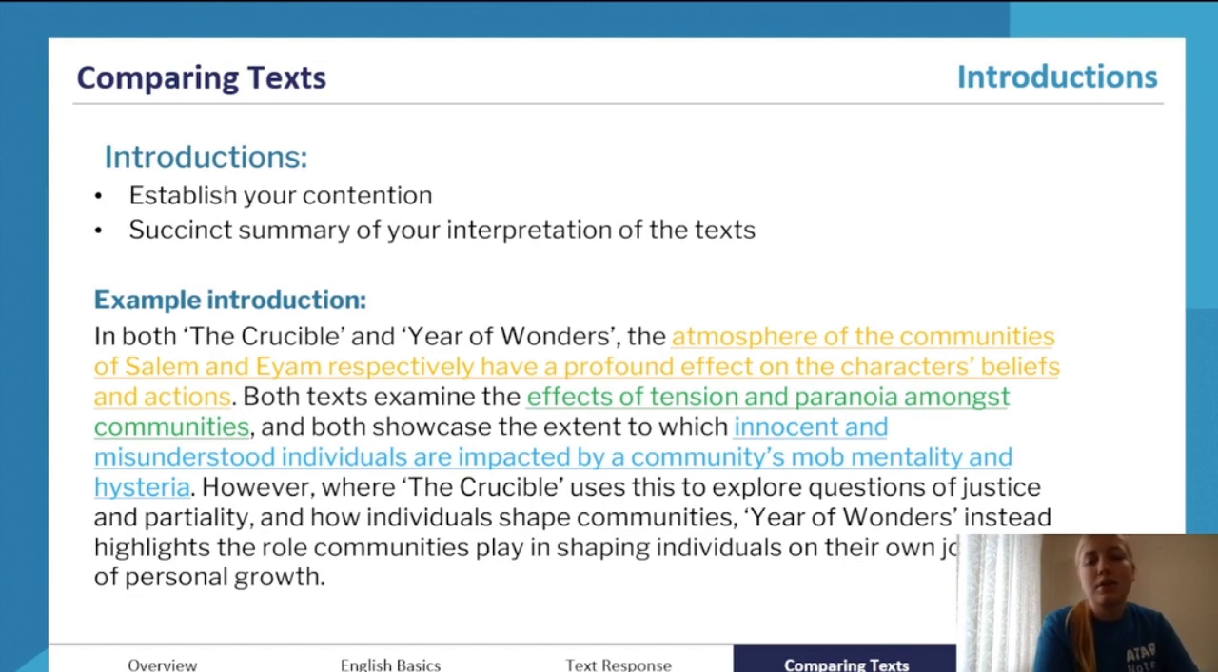Then, closing with a views and values discussion which should be comparative. Again, try to incorporate as many differences as you can rather than making these statements of authorial intent similarity focused. So, an example introduction. In both The Crucible and Year of Wonders, the atmosphere of the communities of Salem and Eyam respectively have a profound effect on the characters' beliefs and actions. Nice broad opening sentence that's applicable to both texts.